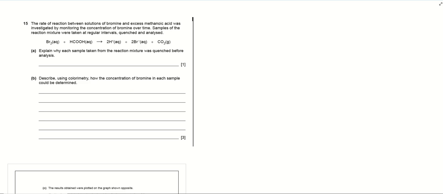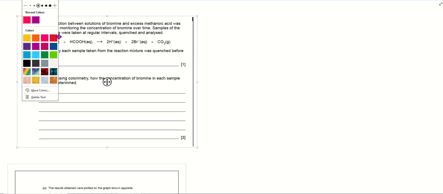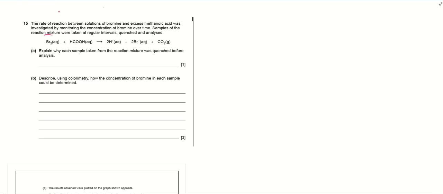Anyway, let's get going. So the first one here is a question about the reaction of bromine, okay, and that is bromine reacting with methanoic acid. Okay, now first couple of questions are pretty straightforward. Make sure you've learned your CCEA experiments for those. That's really all they're after there.